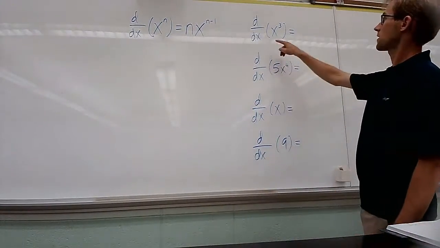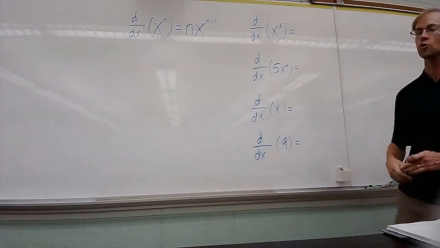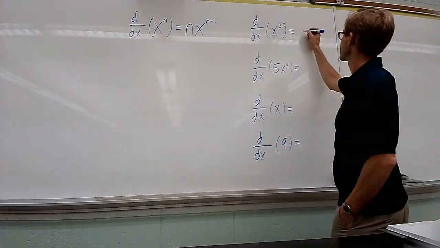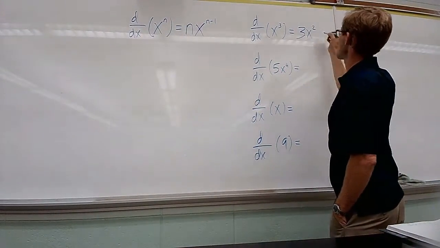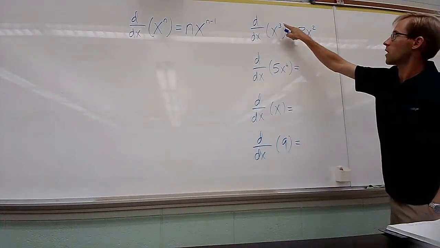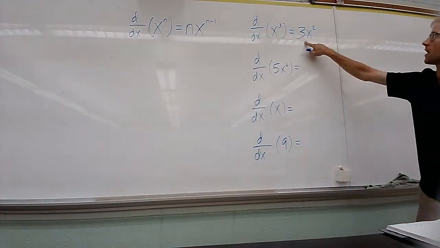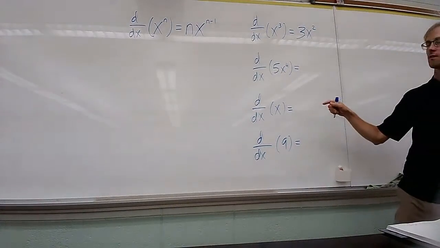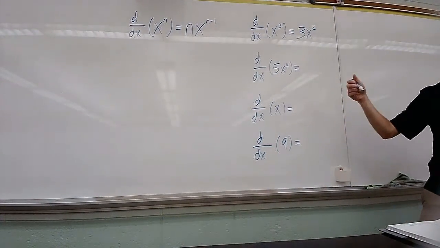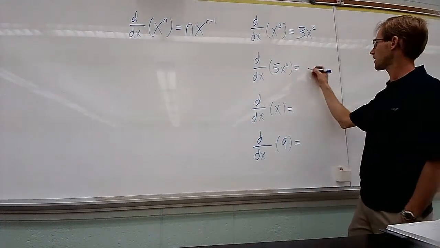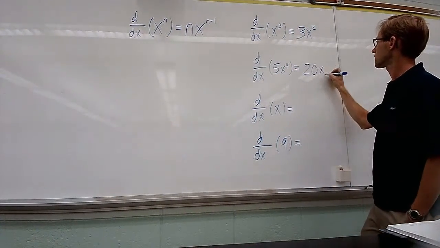So, if I want to take the derivative of x cubed, what is that derivative going to be? 3x squared. Because the 3 goes in front, and then we subtract 1 from the exponent, and there you go. The next one is 20x cubed.